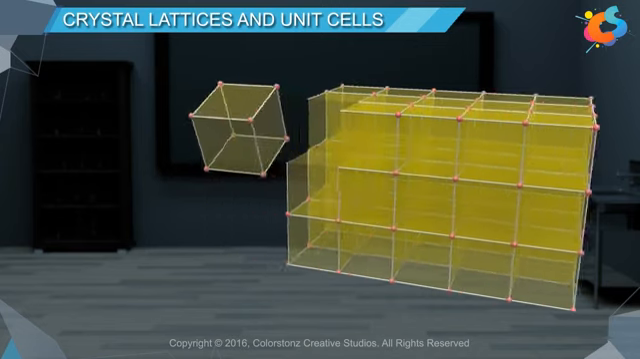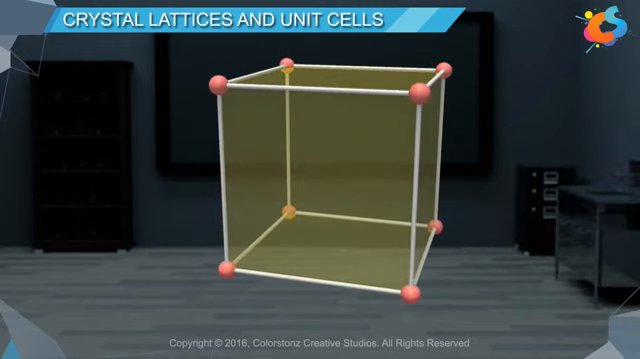A unit cell is represented by three edges a, b, and c, along the x, y, and z axes of a three-dimensional entity. These edges may or may not be mutually perpendicular to each other. When these edges join, they form certain angles. They are represented as alpha, beta, and gamma.